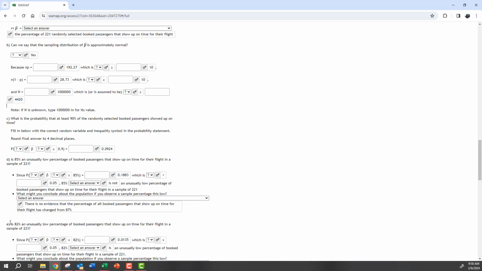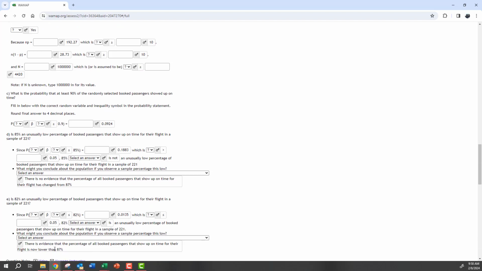Okay, I'm going to stop here and let you guys finish the last one on your own, do the 82% and see what happens. You can see what the answers are supposed to be, and then make sure that you can get those answers out of whatever technology you're using. And then you can see that this one is, in fact, unusual because it's 0.0135, right? It's just a little bit over 1%. And because it is unusual, then we say there is evidence that the percentage of booked passengers who show up on time is now lower than 87, because 82 was lower than 87.